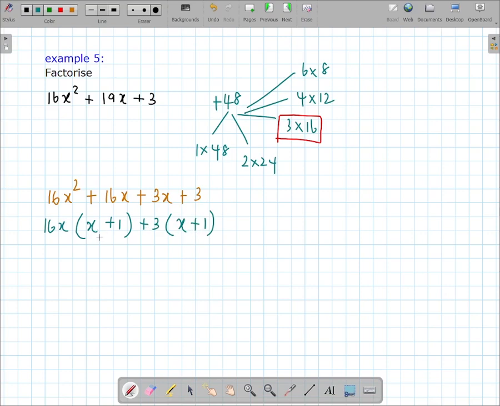Then check the brackets, they are the same, so we can take that out. x plus 1 out, since they are equal, x plus 1, x plus 1. Then when you take x plus 1 out, what remains? That is 16x remains. Then from the second part, x plus 1 out, plus 3 remains.